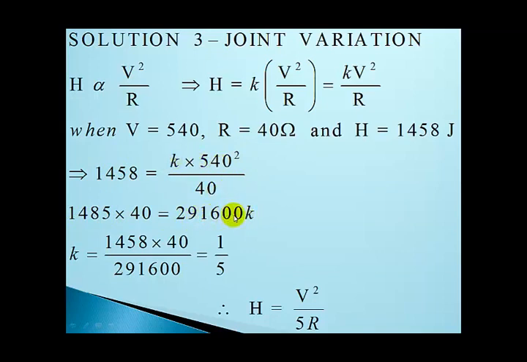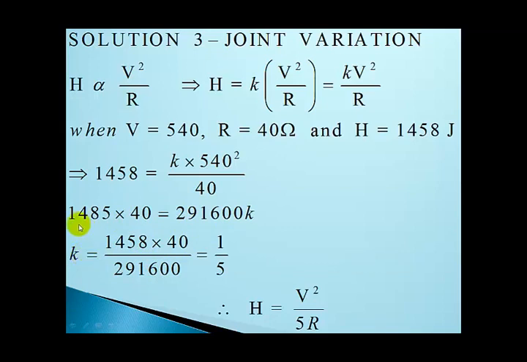So it is 291600 K. Now because we are solving for K, we have to divide both sides by 291600. So we divide the right hand side by 291600 and we divide the left hand side by 291600. When we divide the right hand side by 291600, we are left with K, and that is the K we have on the left hand side.